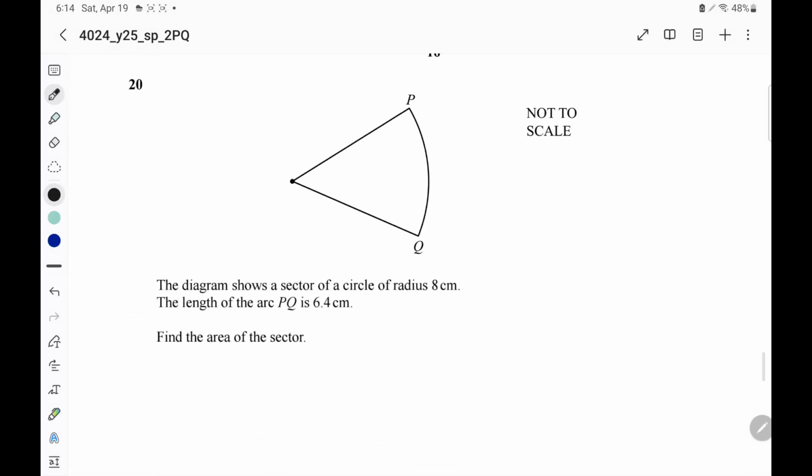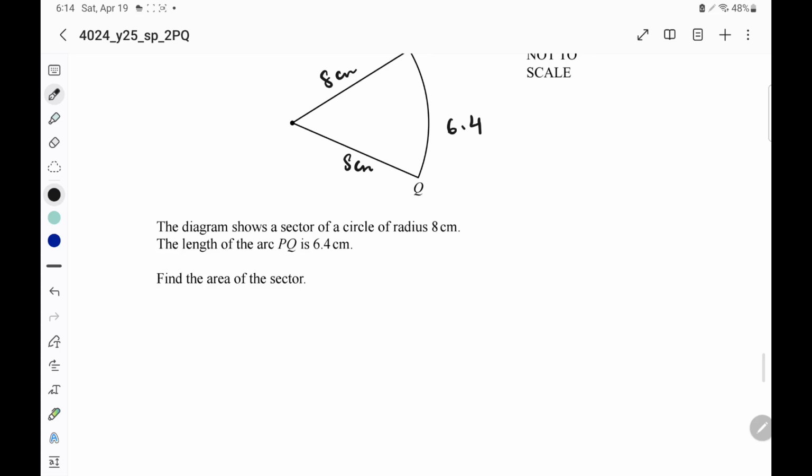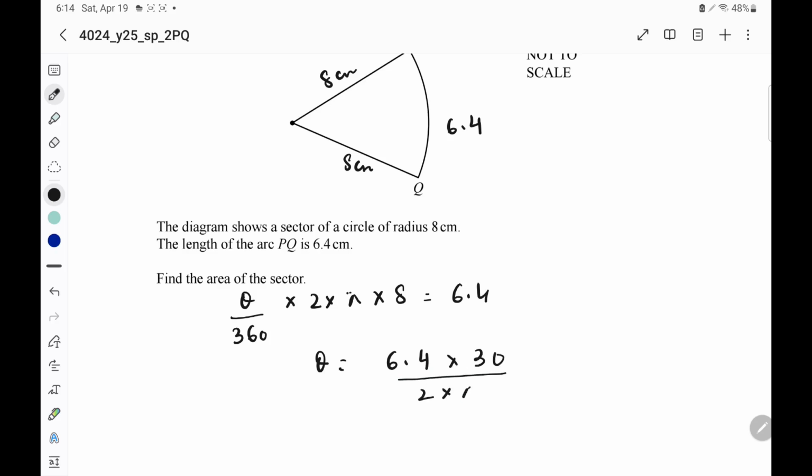Now the next part, question number 20. In question number 20, it's an easy question. The diagram shows a sector of the circle with the radius r and the length of 8 centimeters. It means it's 8 centimeters, 8 centimeters, and the length of arc PQ is 6.4. Find out the area. First we find out the angle, then we can find out the area. Theta over 360 degree into 2 into pi into 8 is equals to 6.4.